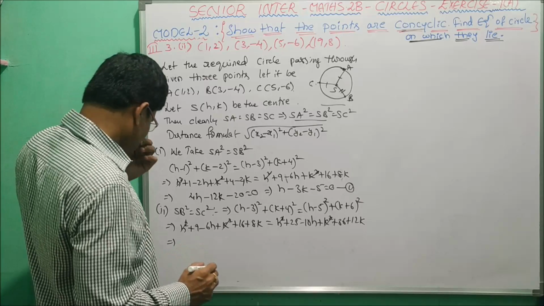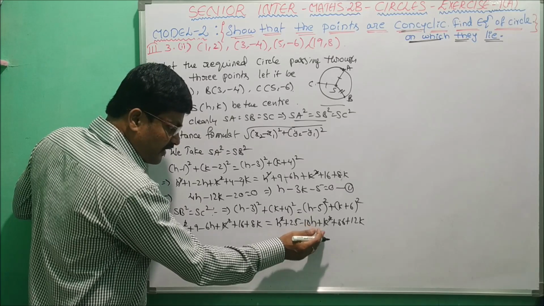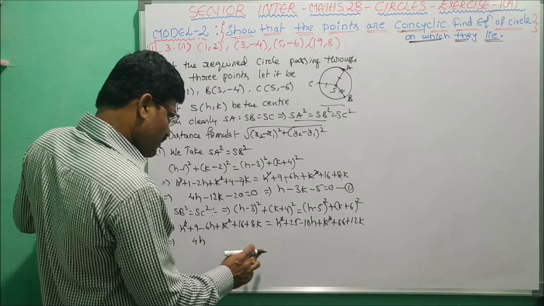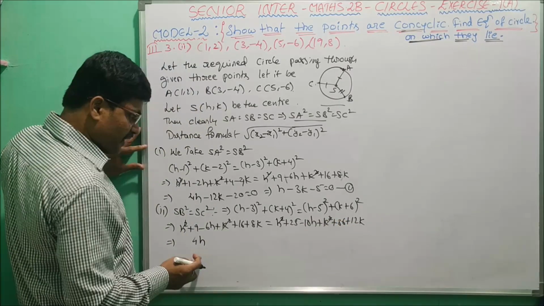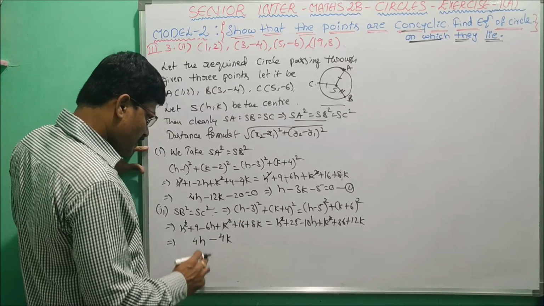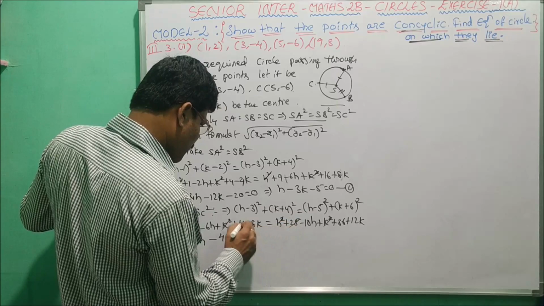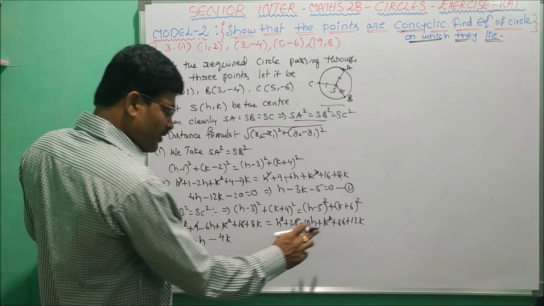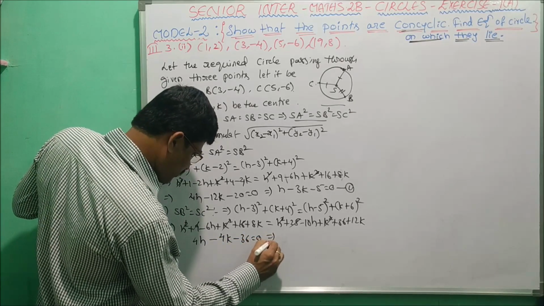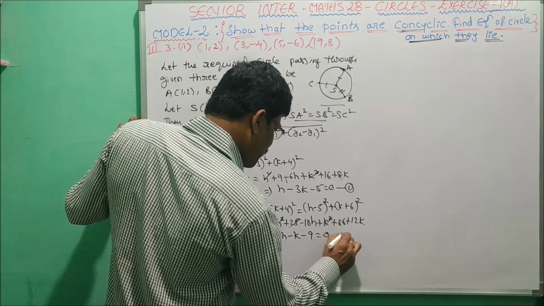Here, on the RHS minus 10h is there, we take it to the left side: plus 10h minus 6h, that is 4h. On the RHS 12k is there, we take it to the left side: 8k minus 12k, that is minus 4k. Constants on the left side are 25, on the right side also 25. So 25, 16, 9 will be cancelled. So the remaining constant is 36. We take it to the left side, that is minus 36 equals 0. Here also divide by 4. So h minus k minus 9 equals 0. So this is equation 2.